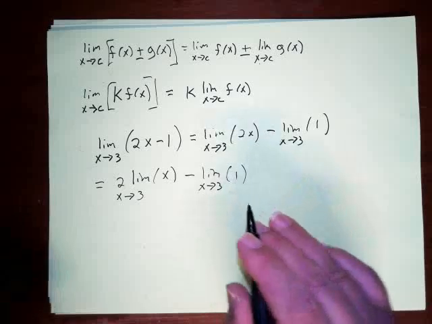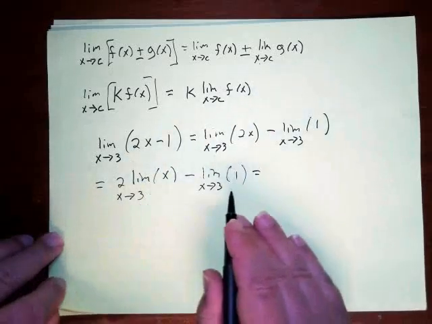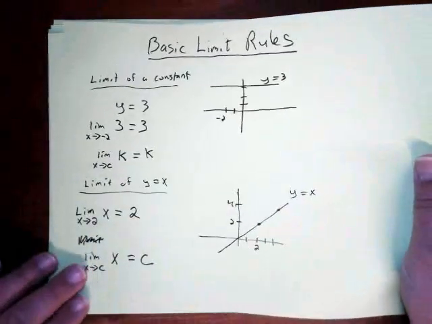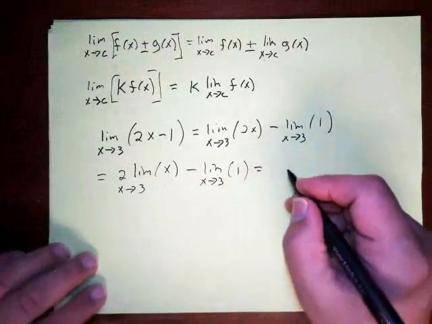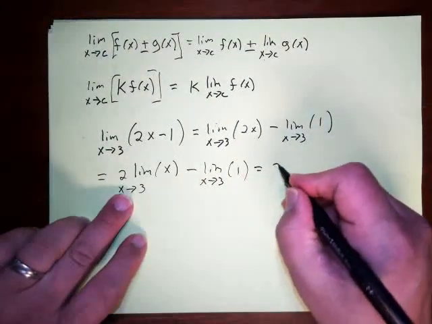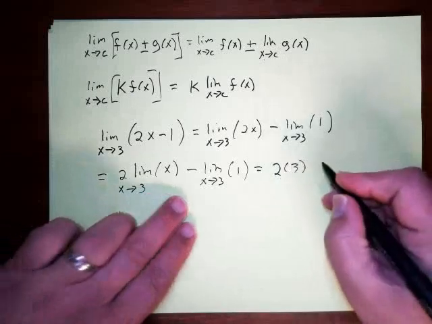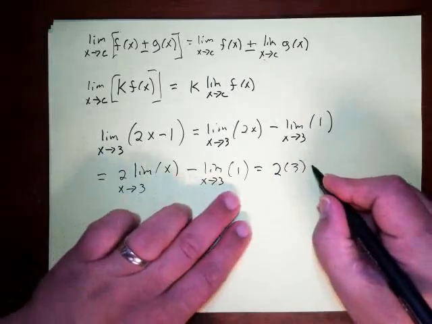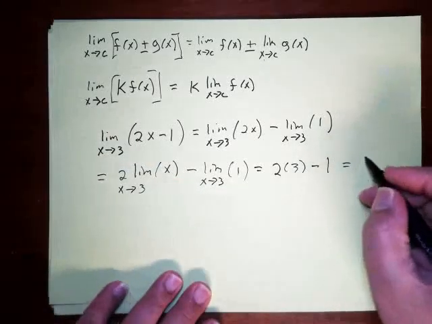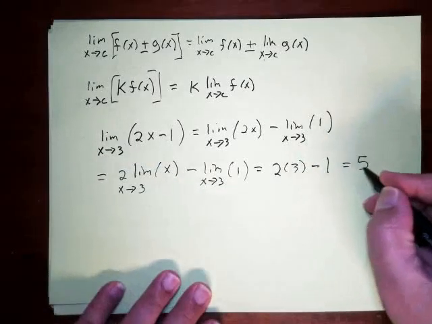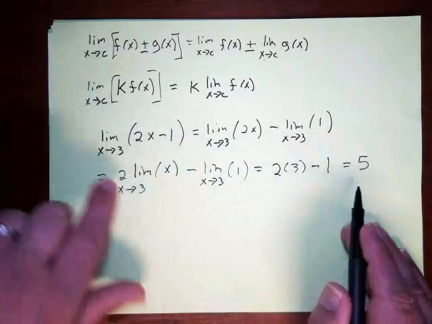And notice that this is that identity rule, and this is the constant rule. So that's these two rules right here. So then what I could do is I could take, this would be 2 times whatever the limit of this is, and that would be 3, right? And then the limit of that is just 1. That's a constant, and so it's equal to the constant. And it would look like that, and this would be 6 minus 1 is equal to 5. So the limit of this as x approaches 3 is equal to 5.